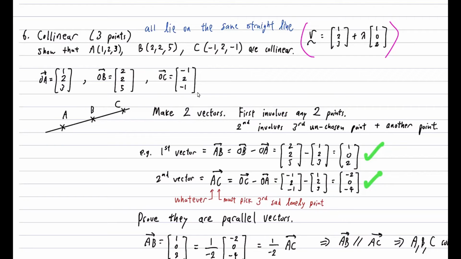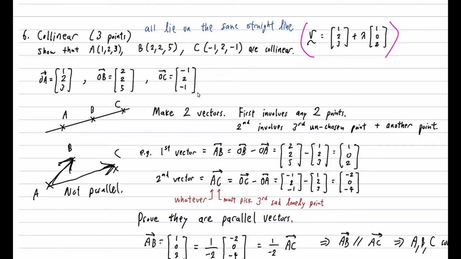The next step is you need to prove that these 2 vectors are parallel. Imagine in another scenario, if they are not on the same straight line, A, then B, then C. Where's my vector AB? It's over here. Where's my vector AC? It's over there. What do you notice? They are not parallel, right?